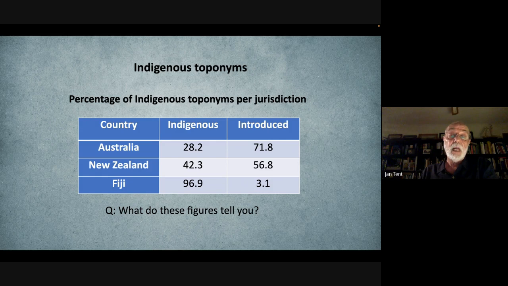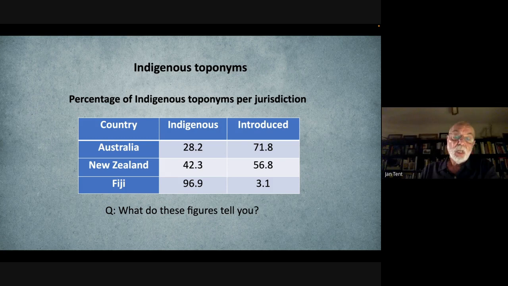So I went to the Gazetteer of Australian Place Names, and there were over 300,000 names in this gazetteer, and I went through every single one of them. It took me months of work. It's quite boring, but I discovered that only just over 28% of Australian place names were actually Aboriginal, and the rest were introduced names, either English or German or whatever. Then I went to the New Zealand Gazetteer. Thank goodness they only had 13,000 names, and I found that 42% were Maori or indigenous names. And then I went to the Fiji Gazetteer, which has even fewer place names, and found that 97% of the place names there were indigenous.